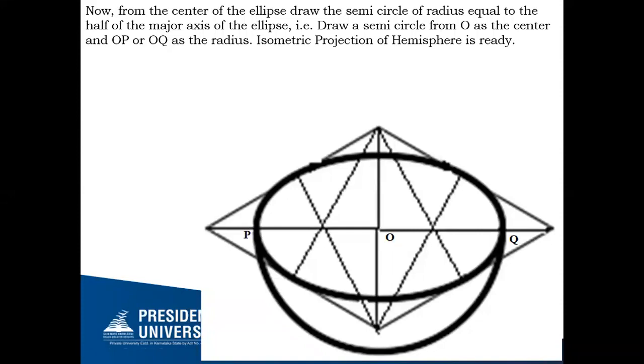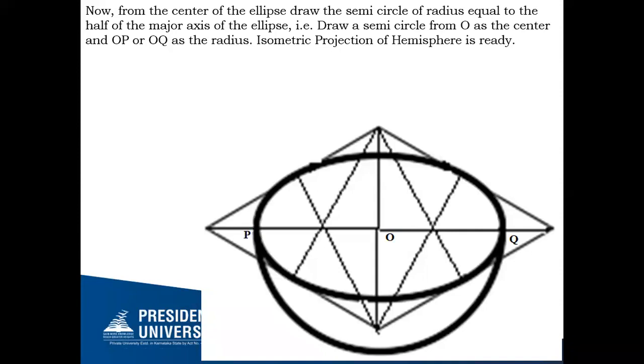The hemisphere will look like a bowl in the isometric projection. Now above this, I need to place the sphere. Placing a sphere is very easy. What you have to do? From the same center O, you draw a vertical line. You draw a vertical which is equal to the isometric radius of the hemisphere.